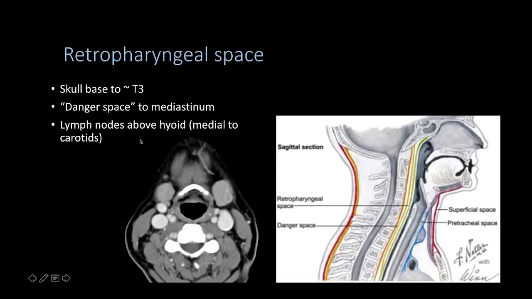Another important fact to remember is that in the suprahyoid retropharyngeal space, we have lymph nodes, which are an important route of lymphatic spread for a lot of the upper aerodigestive tract malignancies. Below the hyoid bone, there are no lymph nodes in the retropharyngeal space.